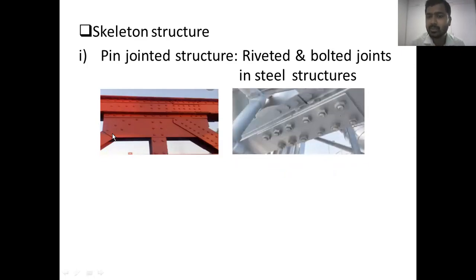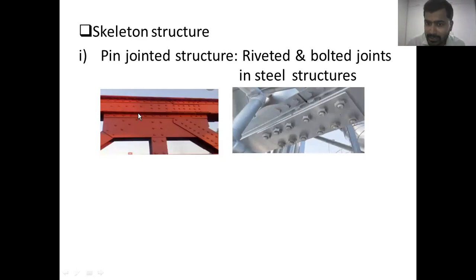Similarly, if you go with our next one, which is nothing but a bolted joint, here you can see we have a bolt and we have a nut. Yes or no? So these are what we call bolted connections. You can basically see these in your steel structure. So these structures are known as pin jointed structures.